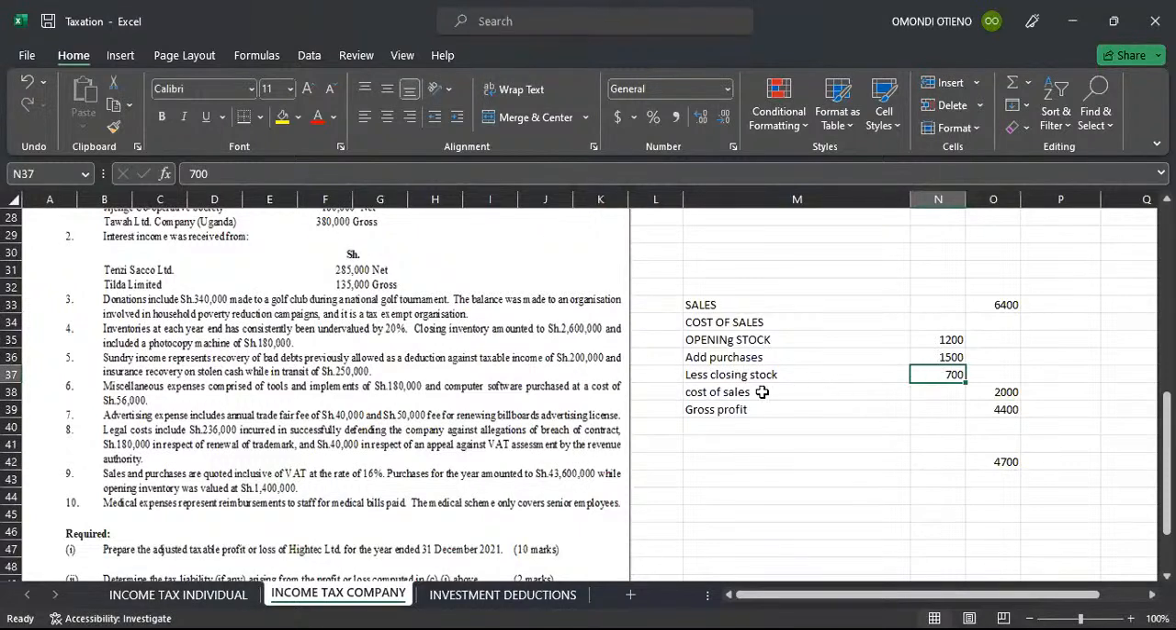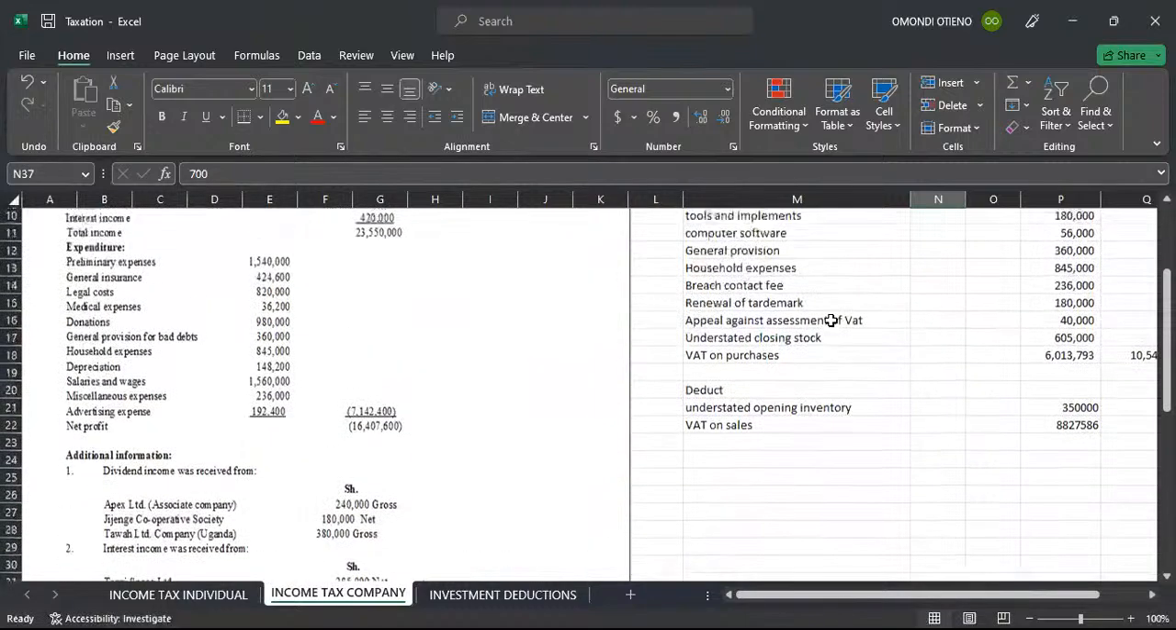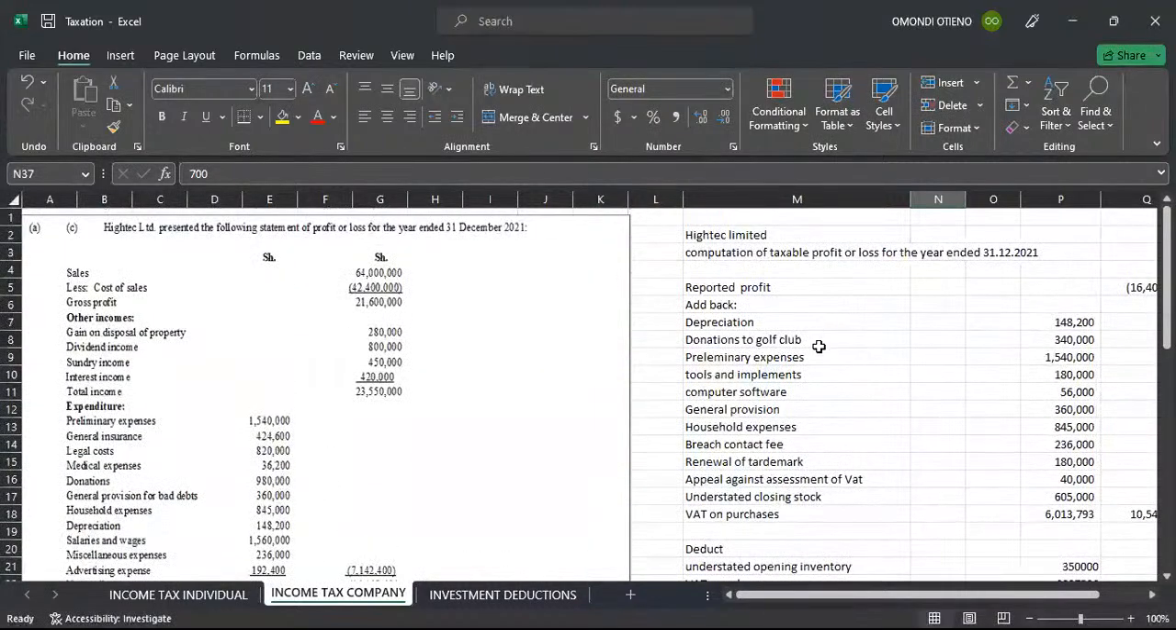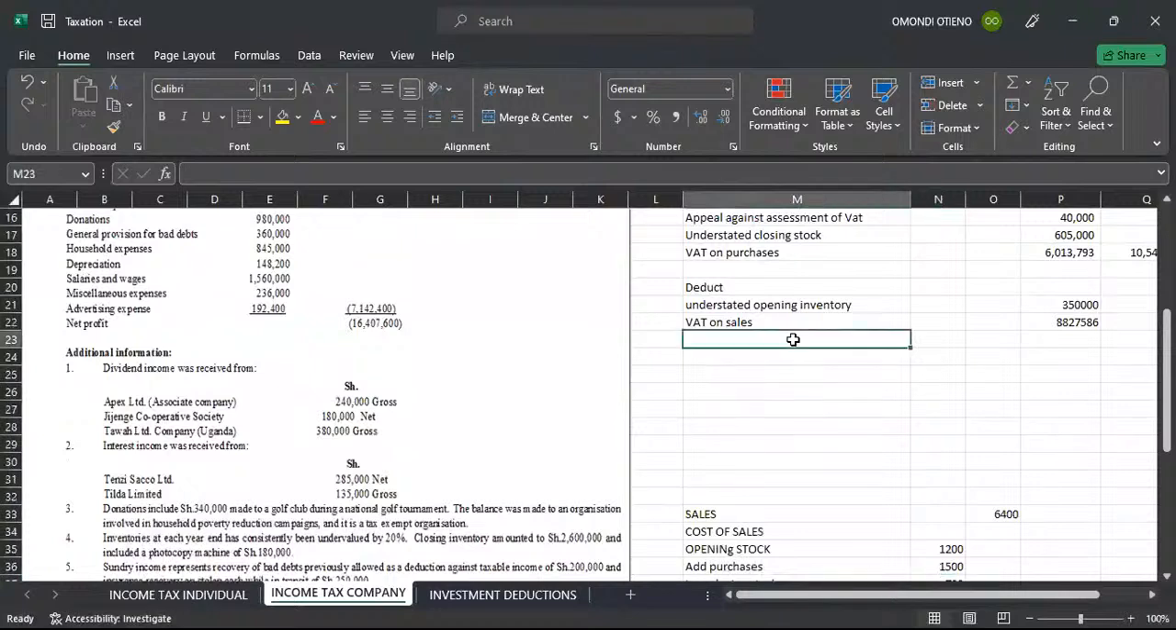So if there's an item which increased your profits, but it should not be there, what are we going to do to rectify that mistake? Are we going to add it back up here? Are we going to less it down here?